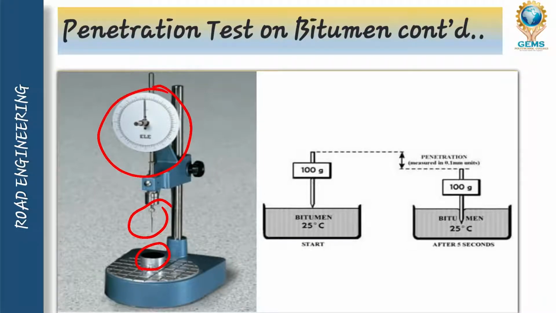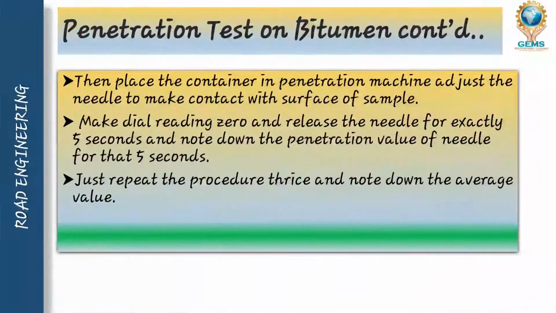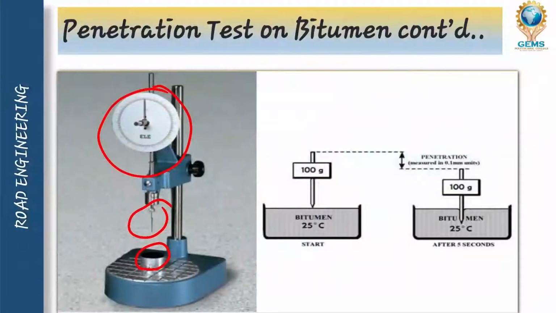As it is written here, you should make your dial gauge reading 0 and release the needle for exactly 5 seconds. When you release your needle for exactly 5 seconds, you can see the needle will penetrate inside this mold. Note the penetration of the needle for 5 seconds, and if you do the trial of this experiment 3 to 4 times, you can take the mean of those trials and you will get the penetration test value of bitumen.